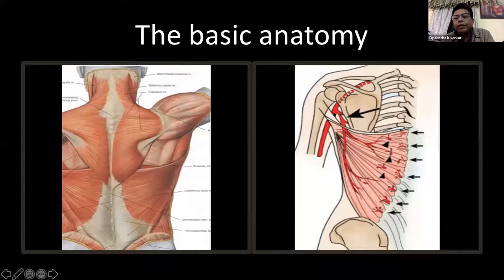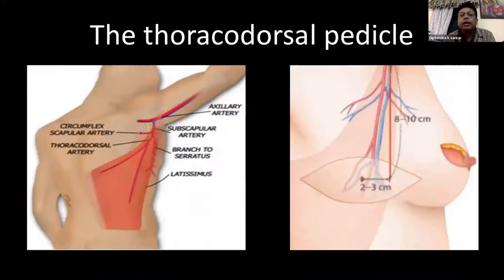Then you will find that there is one branch which is a transverse branch which goes like this, and there is a descending branch. So this supplies the whole of the latissimus dorsi muscle from the posterior wall of the axilla. This is one anatomy which you must know, because this actually determines whether you can take the latissimus dorsi muscle from the back to recreate the breast with a latissimus dorsi myocutaneous flap.